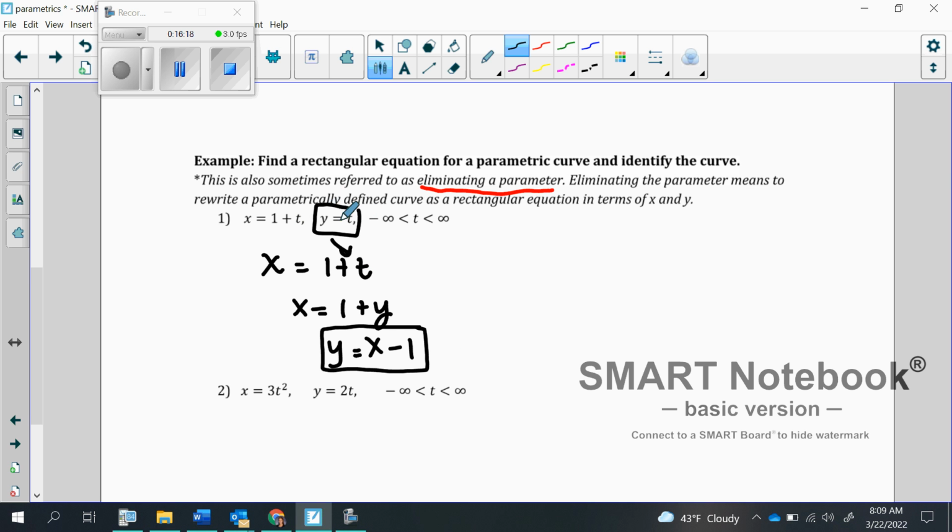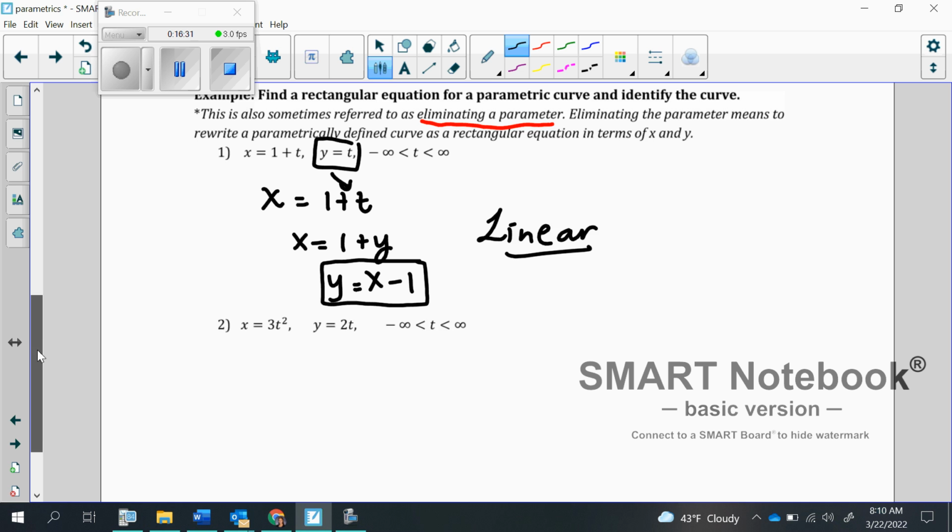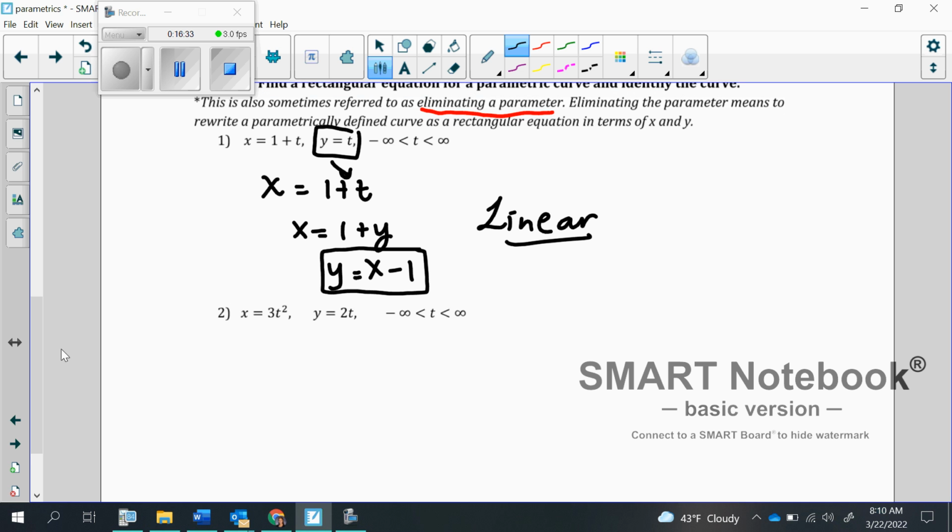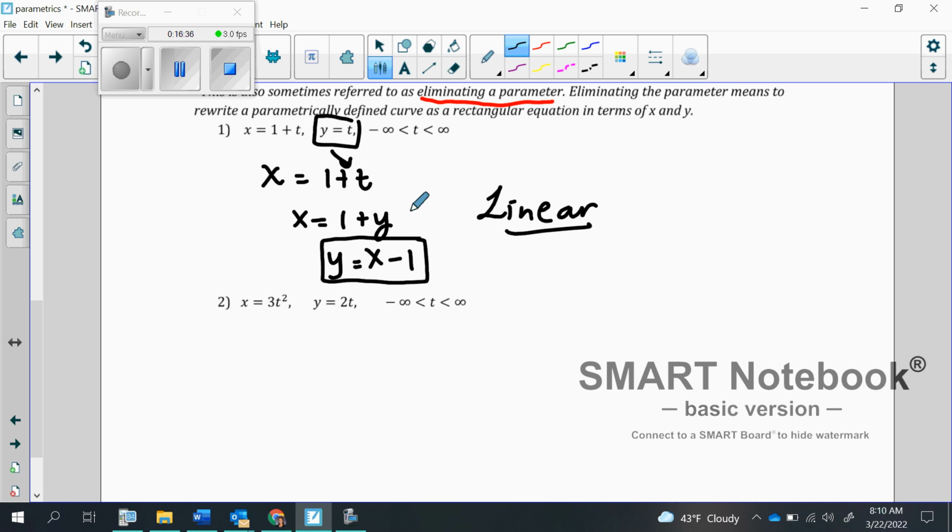So if I were to make a table, just like we did before with t, x, and y, it would end up looking just like the line y equals x minus 1. So this function is linear. So get it in terms of y and x, and then identify what it is. And obviously we can go and graph that curve. If you don't believe me, do it yourself, plug in your graphing calculator and check it. You can always do that.